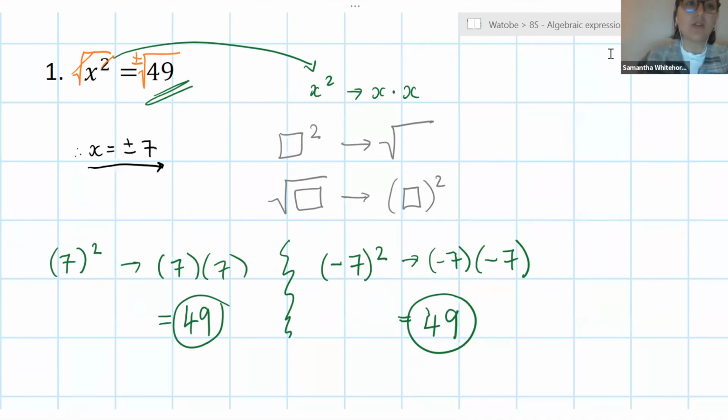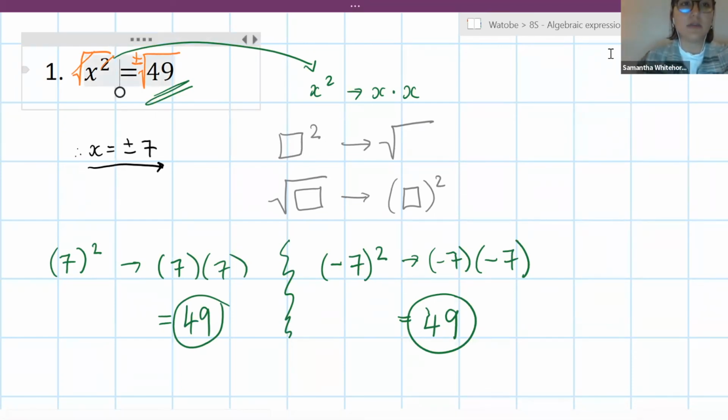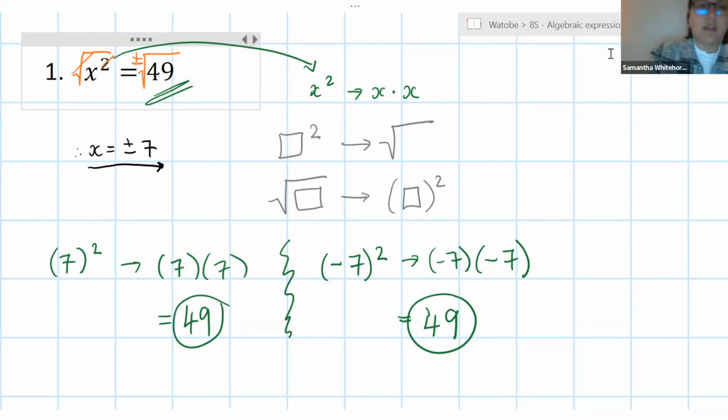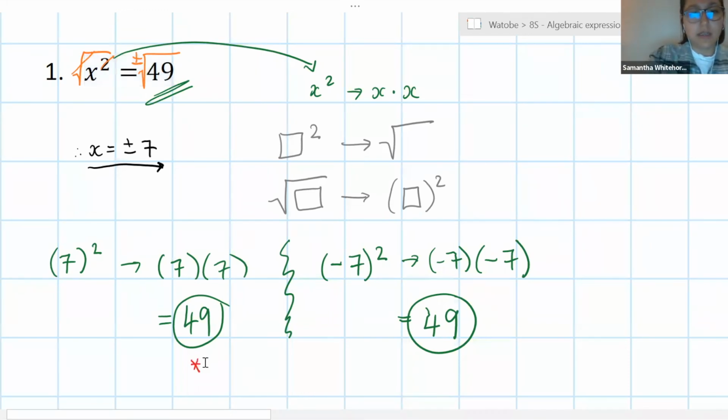So I'm just going to make a little note here for us. When we square root, we can get a positive or a negative answer.